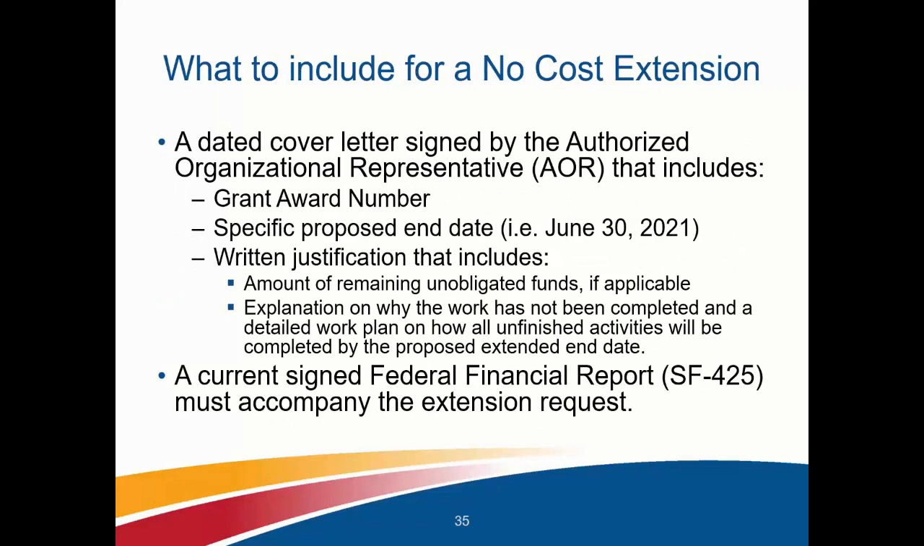So when you're preparing your materials to submit your no-cost extension, and this should sound very familiar based on the previous amendments we've covered, you're going to need a dated cover letter signed by your AOR that includes the grant number, a specific proposed end date, which can be up to a year from your original end date, and a written justification that includes the amount of remaining unobligated funds, if applicable. You may not have any unobligated funds at this point.